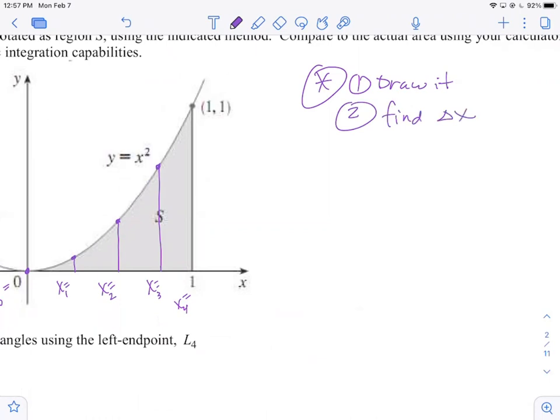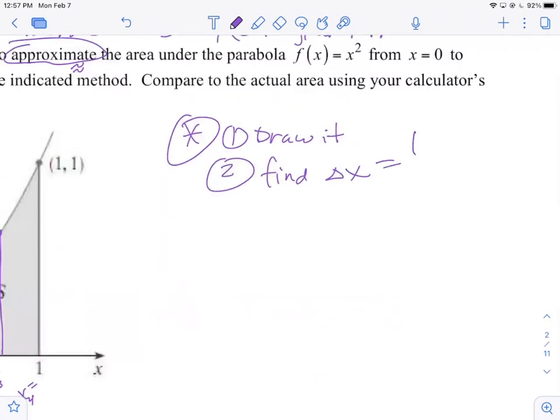Okay, that's the width of each interval. So here's the formula for delta x. It's b minus a over n, where b is your right endpoint and a is your left endpoint, and n is the number of subintervals, partitions that you're using. So for us, we're going from 0 to 1, so that's 1 minus 0 over 4. And it will always specify how many partitions to use when it's like this, okay? It'll tell you.